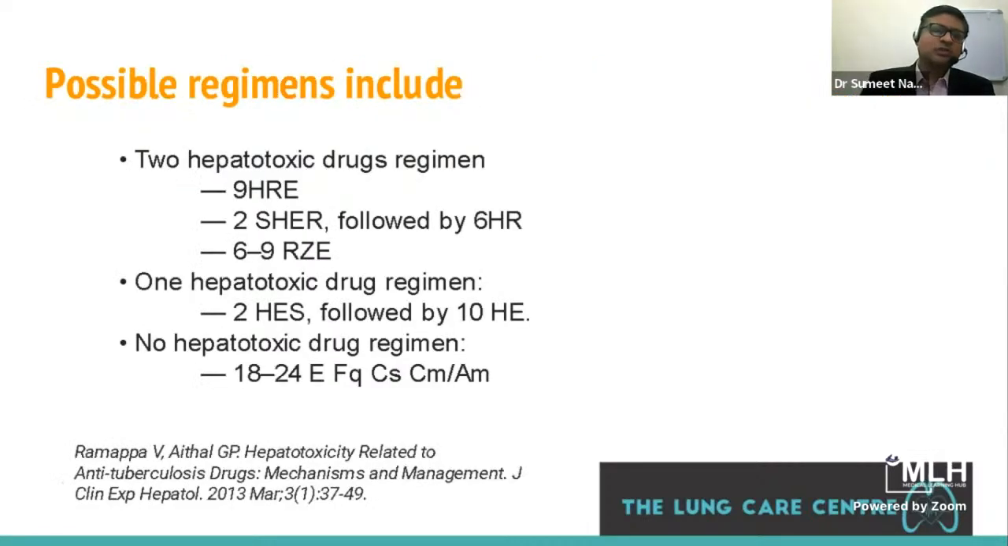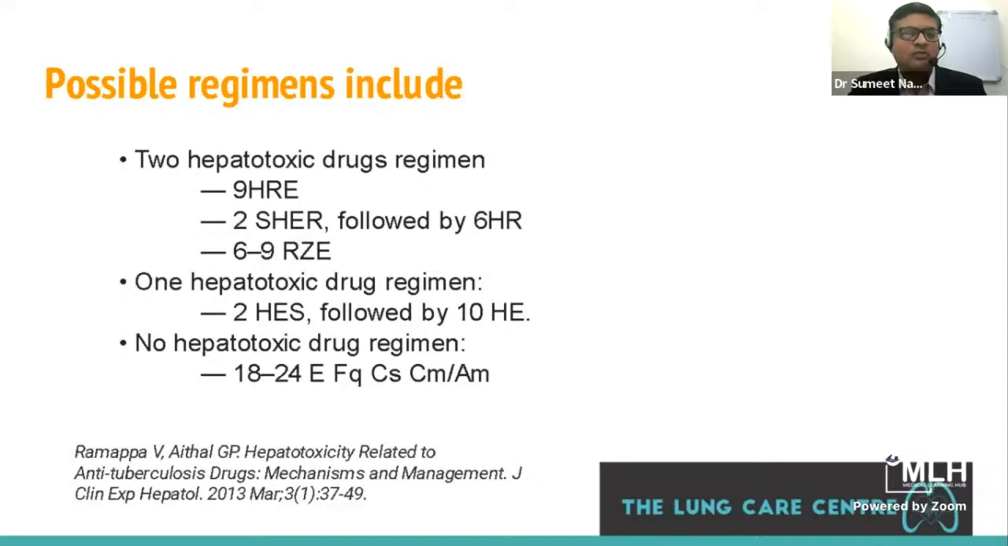These are examples of certain regimens which can be used in these patients. For the two hepatotoxic drug regimen, it is 9 months of isoniazid and rifampicin, or maybe we can give 2 months of streptomycin, isoniazid, ethambutol, rifampicin, followed by 6 months of isoniazid and rifampicin. The patient can also be put on 6 to 9 months of rifampicin, pyrazinamide, and ethambutol alone.